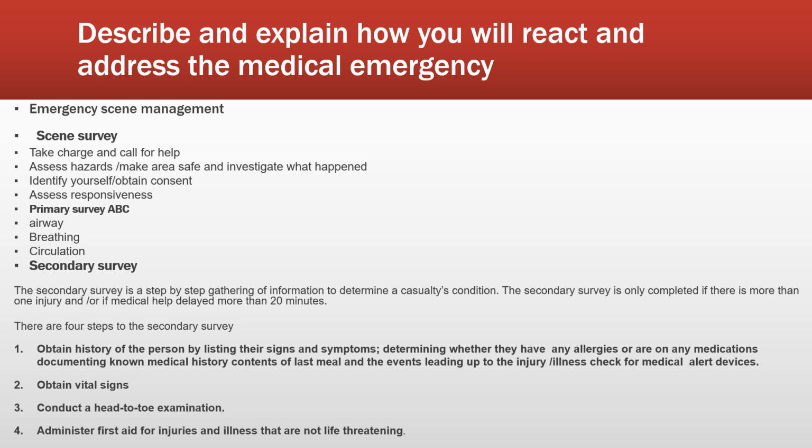There are four steps to the secondary survey. Obtain the history of the person by listing their signs and symptoms, determining whether they have any allergies or are on any medications, documenting known medical history, contents of last meal, and the events leading up to the injury or illness. Check for medical alert devices. Obtain vital signs, conduct a head-to-toe examination, and administer first aid for injuries and illness that are not life threatening.